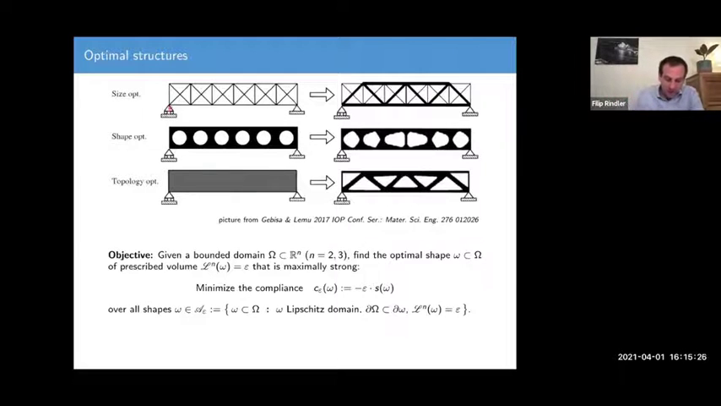So the first is what's called size optimization. I give you the structure, and the only thing I can do is change how thick I make those beams, okay? And if you do this, for instance, for a bridge, you will get effectively that these beams will decay to 0 with thickness 0, and these ones will become somehow strong to sustain the forces. But I've given you the structure.